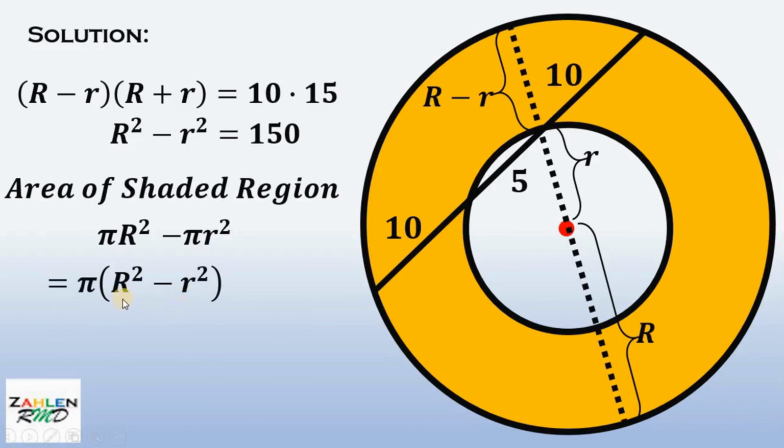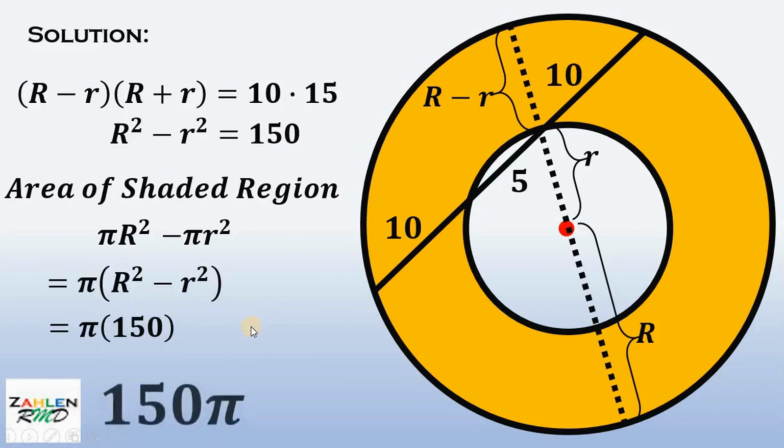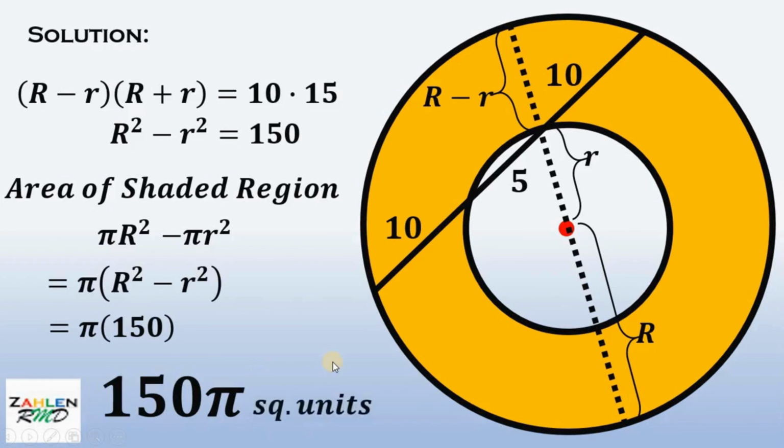Now, we know the value of capital R squared minus small r squared. It is equal to 150. Therefore, we can substitute the value of 150 for capital R squared minus small r squared. Therefore, the area of the shaded region is simply 150 pi. Now, don't forget the unit. We have square units. And we're done.